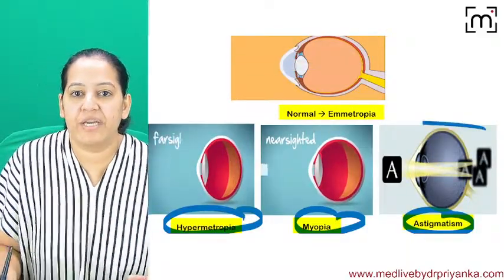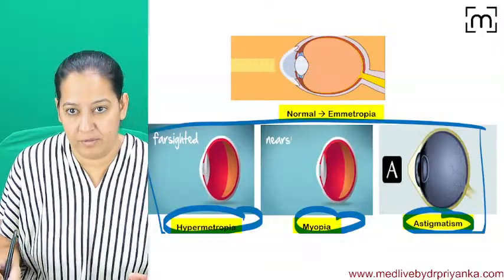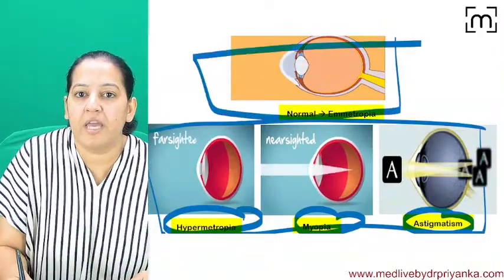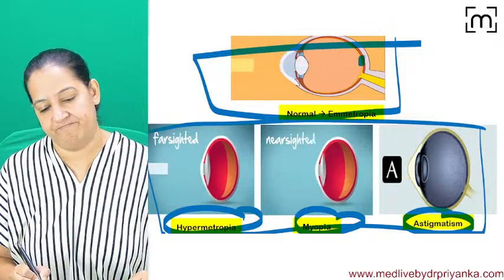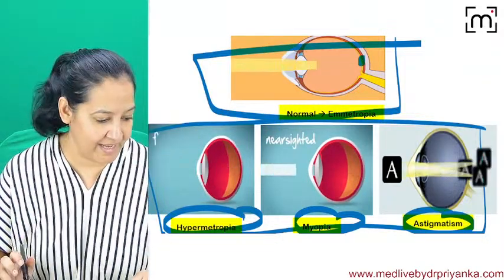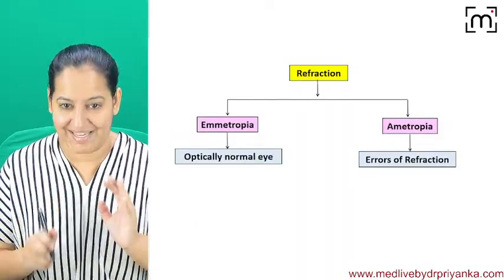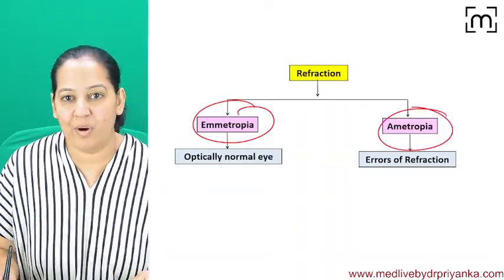And these are the three types of Ametropia, which I'm going to teach you today. And this is Emmetropia, in which the image is formed on the retina. Emmetropia is normal. I guess everyone got it? So can we start? We are done with the basics. You know what is Emmetropia, you know what is Ametropia.